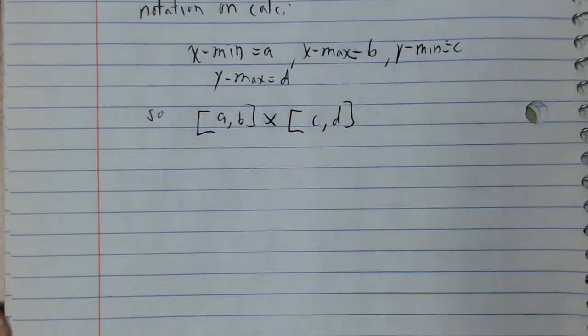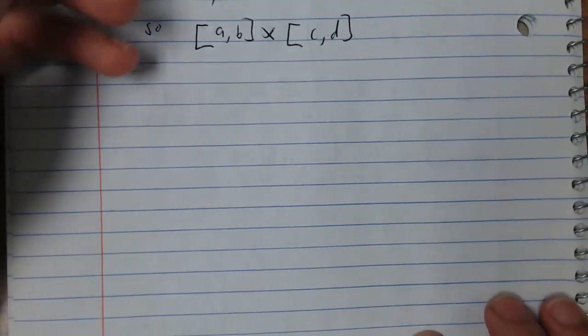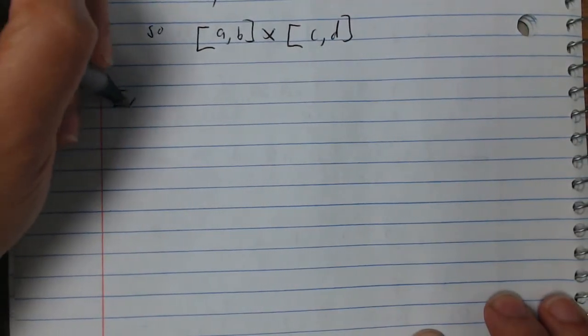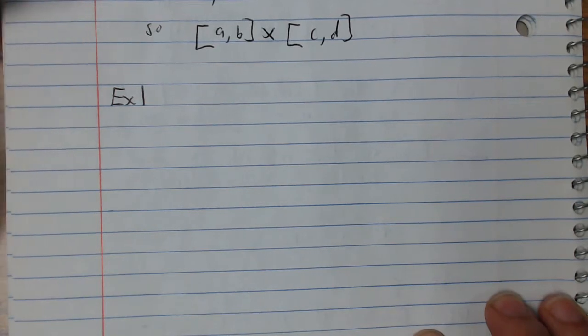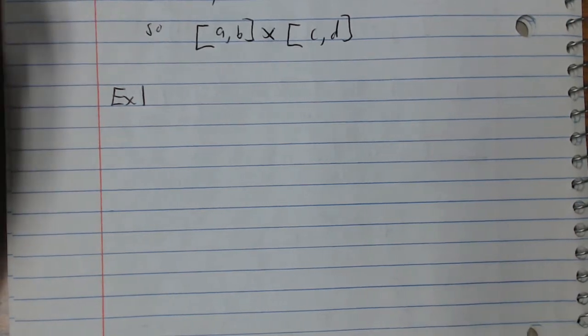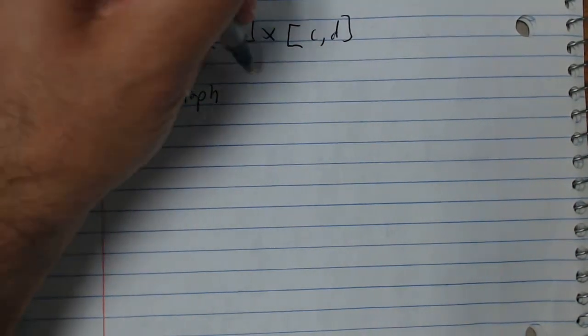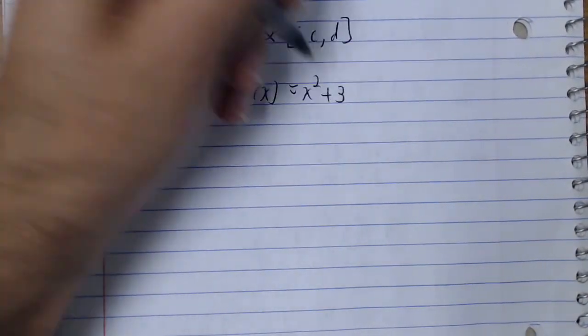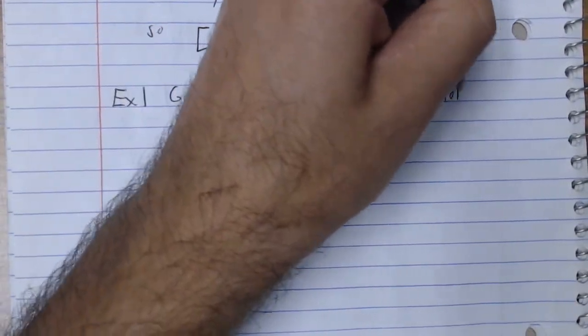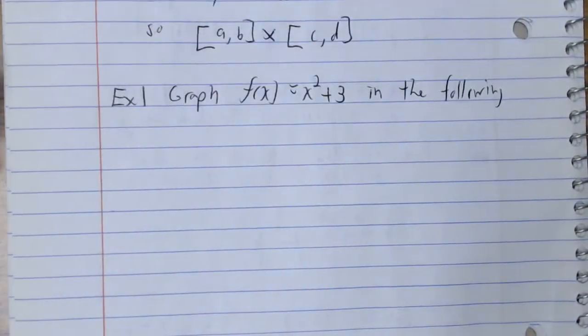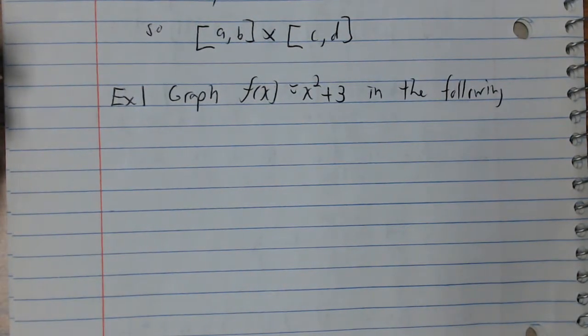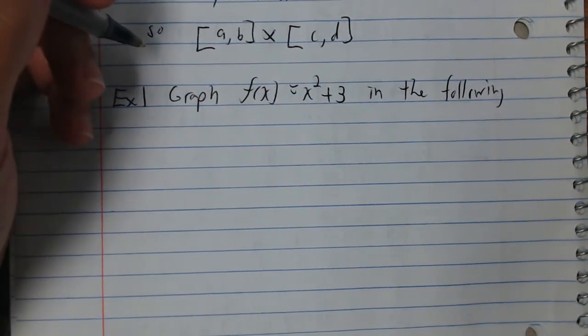So let's look at an example where we'll put our calculator to use. This one's going to be pretty straightforward, and most of you should have some experience doing this. If not, don't worry, because I'm going to give you all the necessary skills to graph this using the calculator. Graph f of x equals x squared plus 3 in the following viewing rectangles.